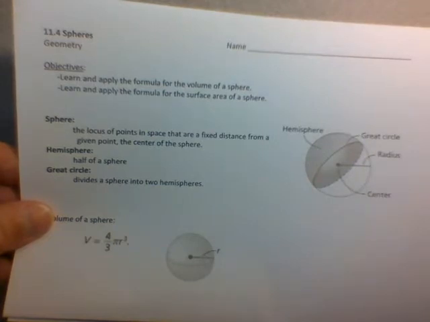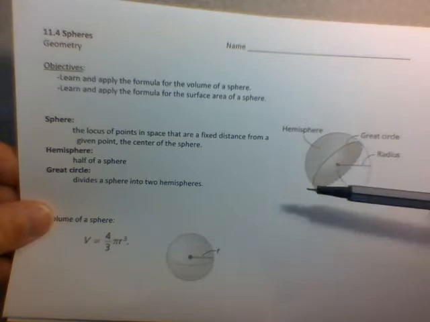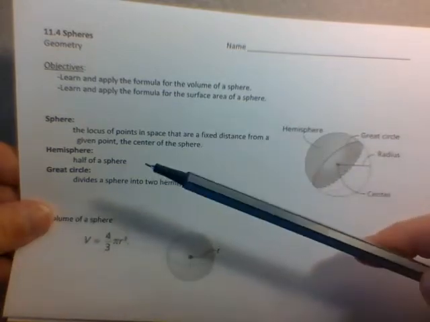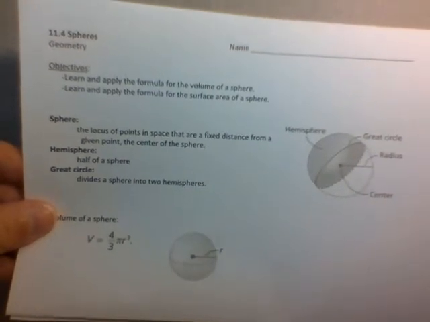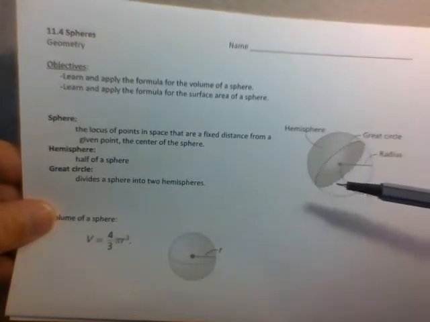We're talking about volume. And then it could also be surface area, which would be just, again, half of that. And then there's a great circle, and the great circle divides a sphere into 2 hemispheres. So it's kind of like the equator.